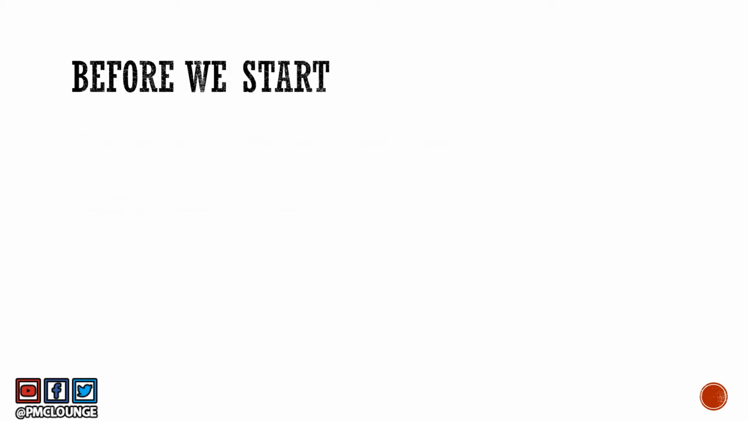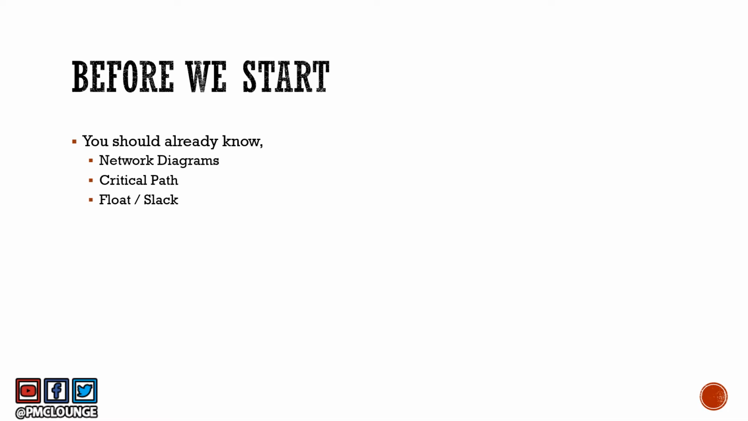Before we start, I'd like to confirm that you already know what network diagrams are, you already know what the critical path is and how to calculate it, and you already know what float or slack is and how to calculate it. The second link in the description is going to take you to the entire playlist, which will teach you all about these three topics. These three topics are a must know before you proceed further with this video.